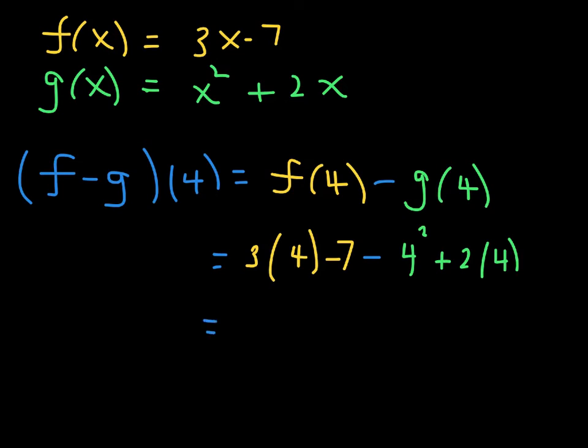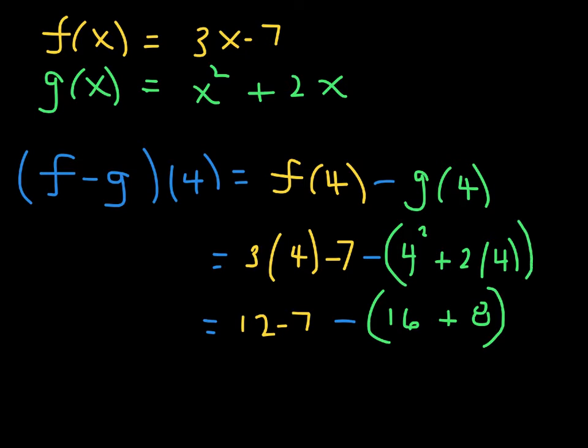This arithmetic turns out to be 3 times 4, which is 12, minus 7. We have to subtract this time around what we get when we plug 4 into g. The 4 squared is 16, and then 2 times 4 is 8. Now we have to be super careful here to subtract all of g of 4. So you may want to put parentheses here because we have to subtract the result. Maybe I should have put parentheses in the previous line as well. So be very careful about those parentheses so that we don't make a sign error there.